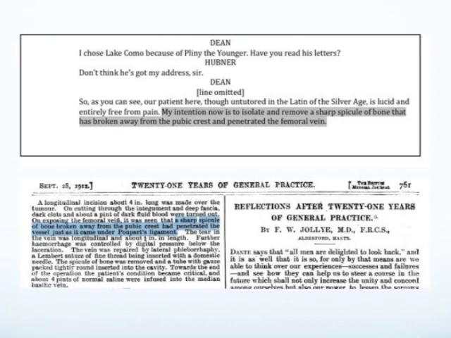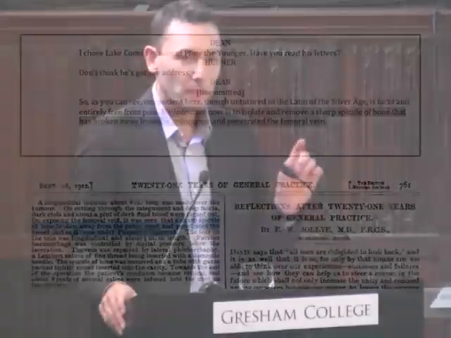So I've highlighted there in the 1912 article, it says, "A sharp spicule of bone broken away from the pubic crest has penetrated the vessel just as it came under Poupart's ligament," though sadly the reference to Poupart's ligament didn't get into the final version. I'm going to briefly rush through the next couple of things.